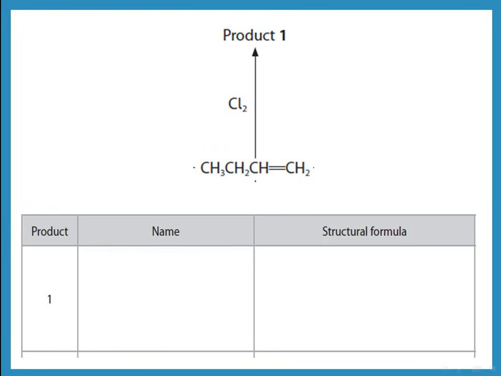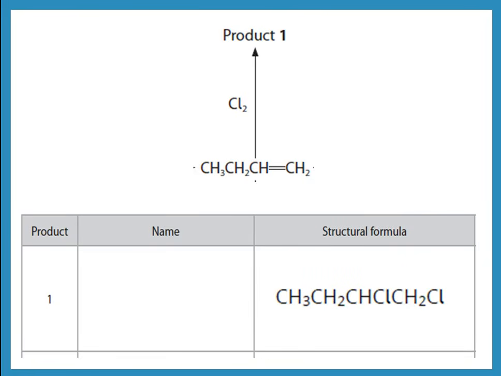So the first arrow is from but-1-ene reacting with Cl2 to give product 1. So he wants the name of product 1 and the formula of product 1. Remember that he wants it in structural formula. So please don't write it in skeletal or in displayed. He wants the structural form. Now, if I have an alkene and I react it with Cl2, what happens is the double bond opens up and I put a chlorine on both ends of the double bond. So this is my product in structural form.